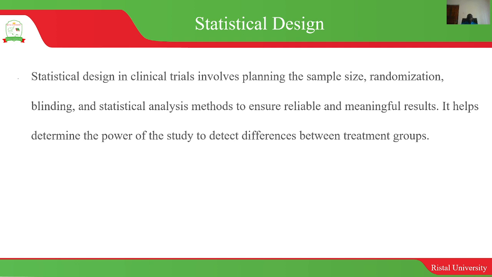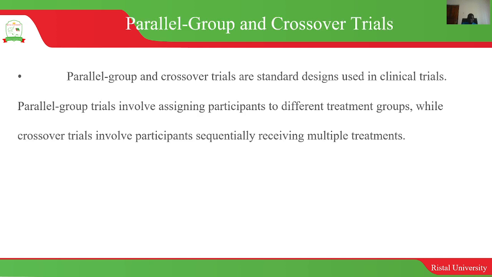Statistical design, we said, in a clinical trial involves planning the sample size, randomizing, blinding, and choosing analysis methods to ensure reliable and meaningful results. And this helps determine the power of the study and to detect the difference between treatment groups. Parallel group and crossover trials are standard designs used in clinical trials. The parallel group trials involve assigning participants to different treatment arms. Okay, so we have the different groups, and then we assign the participants to these particular groups, while crossover trials involve participants sequentially receiving multiple treatments.